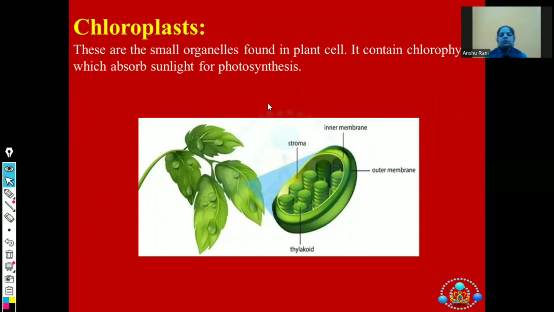This is the process. Plants have the green pigment chlorophyll. This is present in the chloroplast. Plants absorb sunlight on their outer membrane and they use the sunlight for the process of photosynthesis.